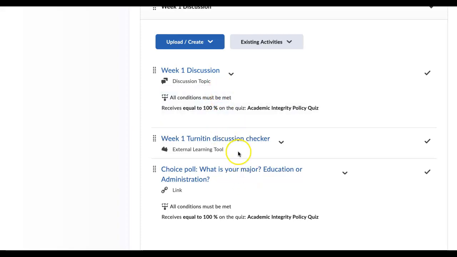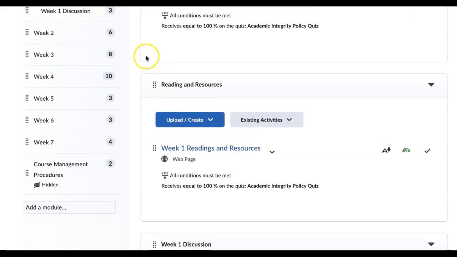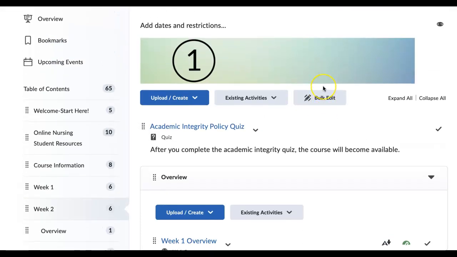And with all the discussions, there is a Turnitin discussion checker. So in that video that introduces you to our online programs is more information about the Turnitin discussion checker. So please check that out if you haven't had a chance to do so. So I'll go down to week 2.